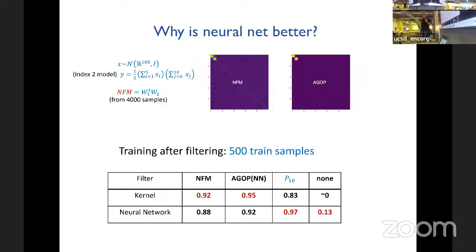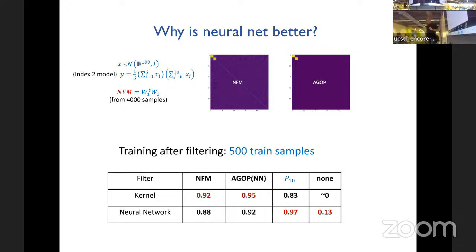Now what I'm going to do is use different filters to filter my data, and then train either a kernel machine or a neural network after on that filtered data. If I use this neural feature matrix, you immediately see that the kernel, after training on the data which you first pre-process by NFM, gets very good results at 0.92. Neural network actually is slightly worse, but also pretty good. If you use AGOP, it's even better. Kernel is 0.95 and neural network is 0.92.